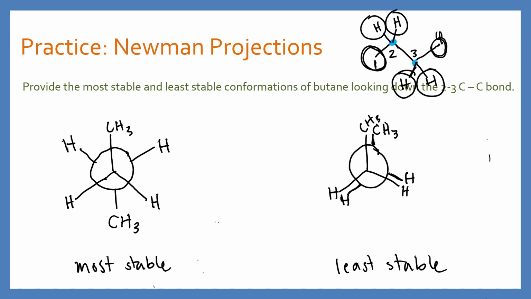Now, if you're looking online and you're following along with an Organic 1 class, then what you might find is that they also talk about some other types of conformations. They might mention like gauche and anti. Those are outside of the realms of this class. We are just looking at simply the most stable, the best case scenario, and the least stable, the absolute worst case scenario. So these are our conformations for butane, looking down the 2,3 carbon-carbon bond.